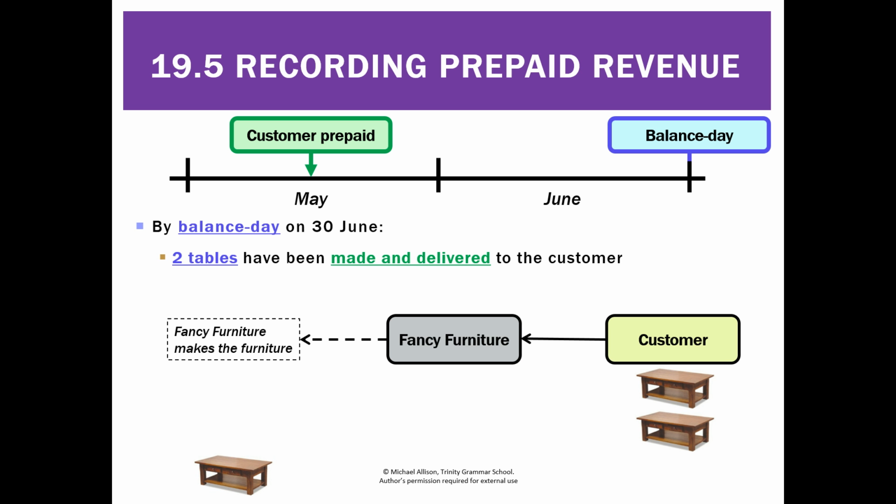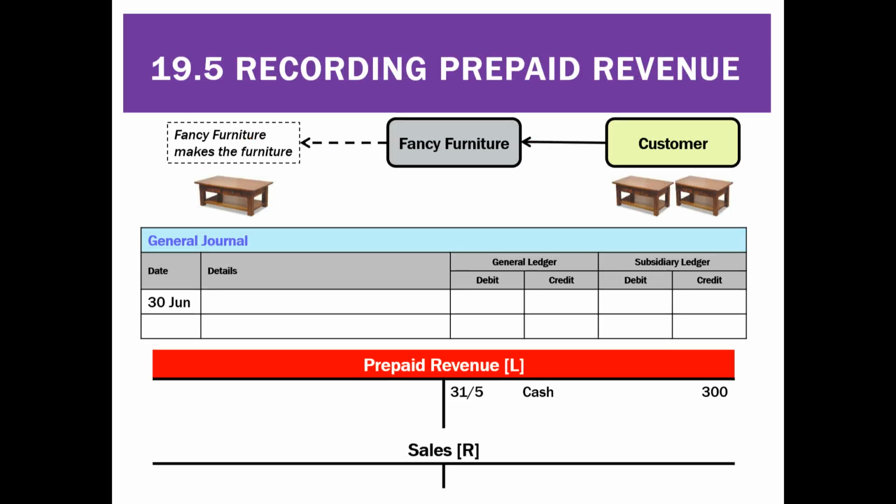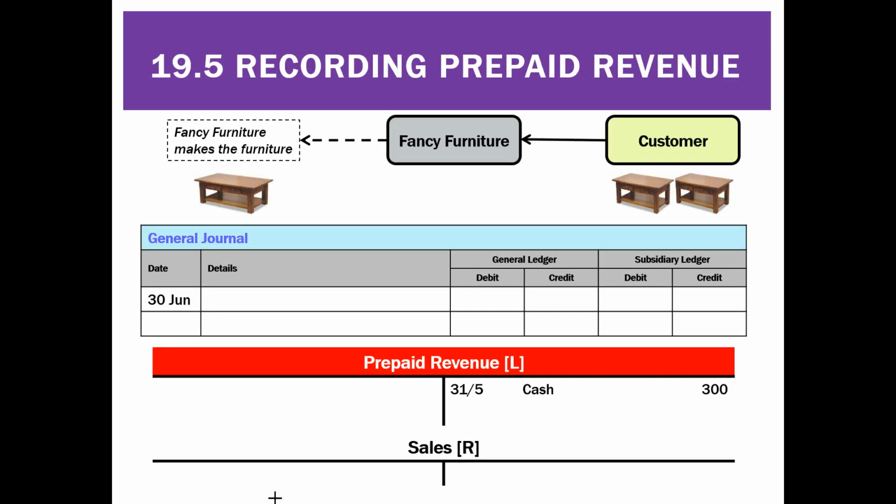So I guess what we say is we've earned the 2 tables on the right, so then our revenue earned, but we're still making that 3rd table. So we've still got a liability because that last table is unfinished. So looking at our ledger, we previously said we've got a liability here for $300. But things have now changed. We've actually earned 2 tables worth because the customer's got those. We're still working on 1 table.